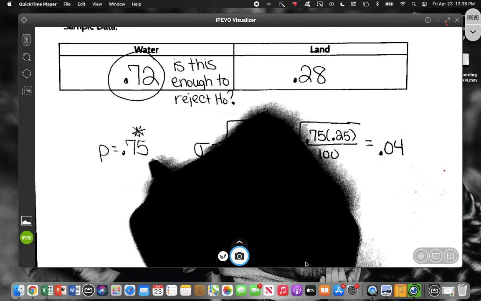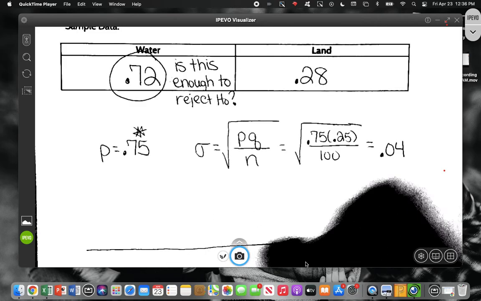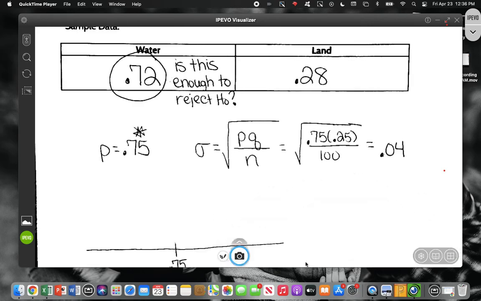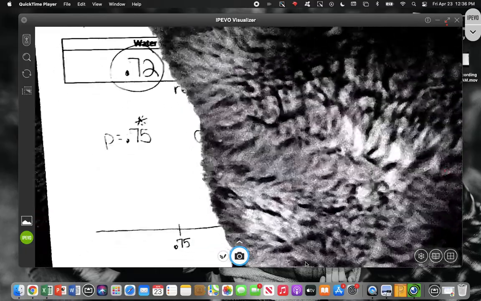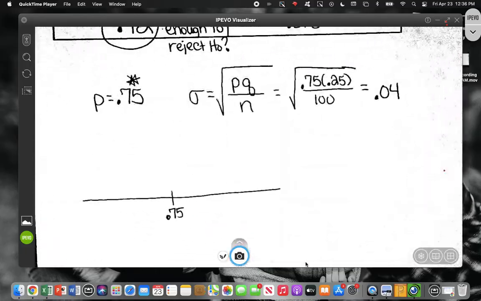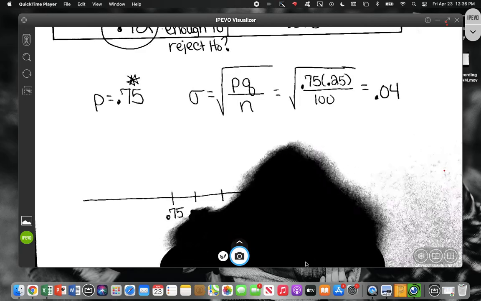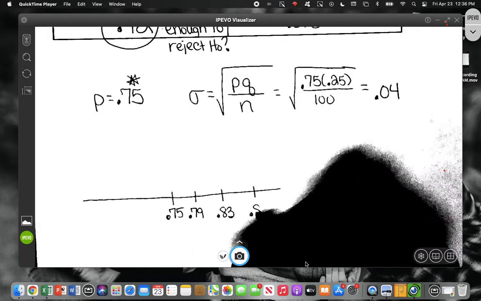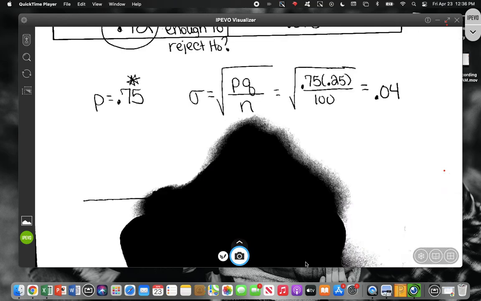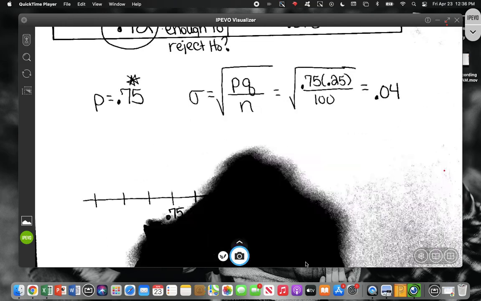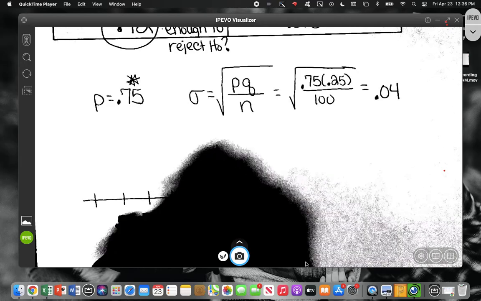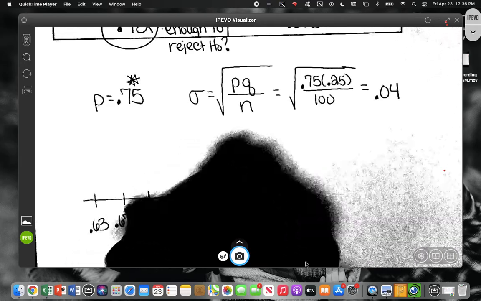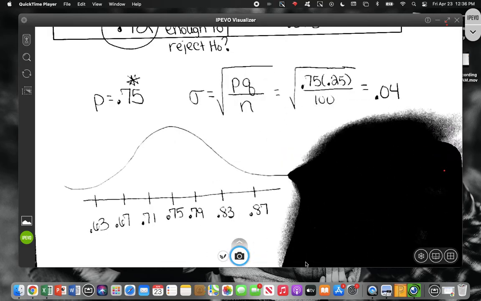So we have our mean, we have our standard deviation. So 0.75 is going in the middle. What values do we have going towards the right? If I add 4% each time, what am I working with? 0.79, 0.83, and 0.87. Now on the other end, it's 0.71, 0.67, and 0.63. So we've got a nice little curve.